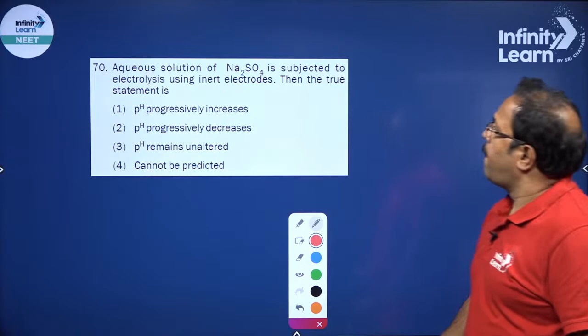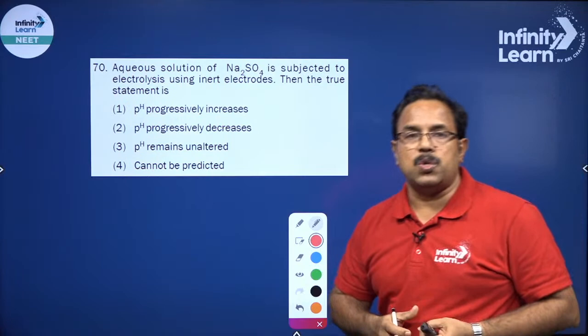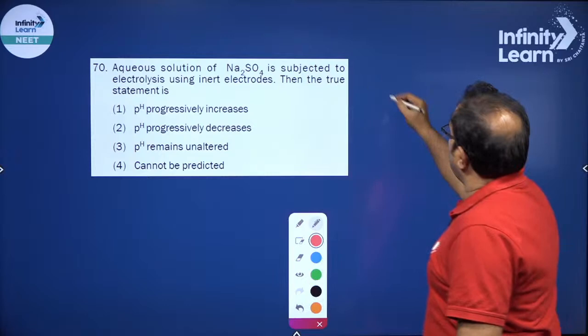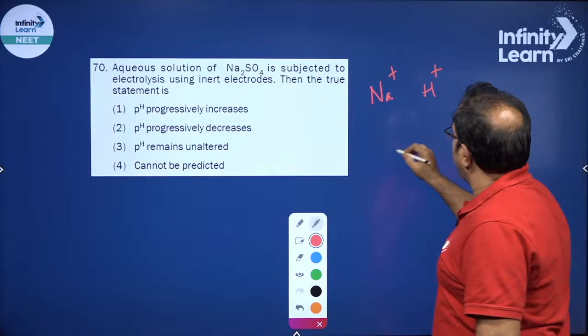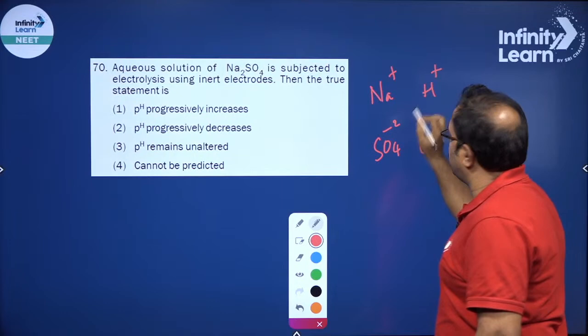Aqueous solution of sodium sulfate. Now whenever he says aqueous solution, we need to take the components which are present in the water. So here there is a competition between Na+ and H+. And there is a competition between OH- and sulfate. These are the ions obtained from the salt. These are present in the water.